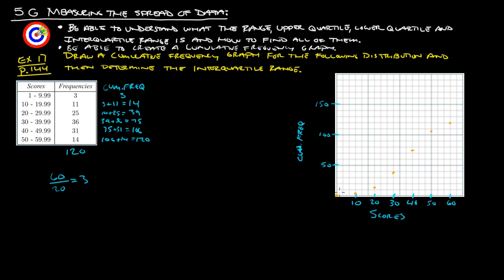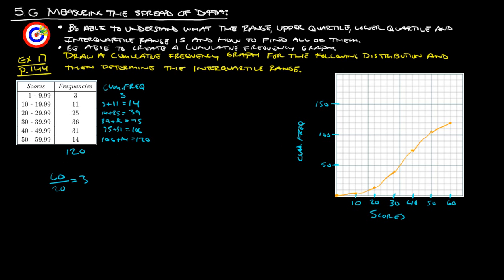So we're drawing a cumulative frequency graph and then determining the interquartile range. To draw our graph we need to connect our dots. Alright, so there's our cumulative frequency graph. And if we just want the interquartile range, we've got 120 pieces of data, so what we need to do is find the 75th and the 25th.